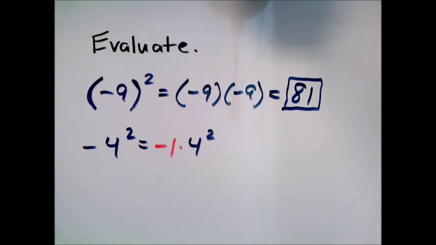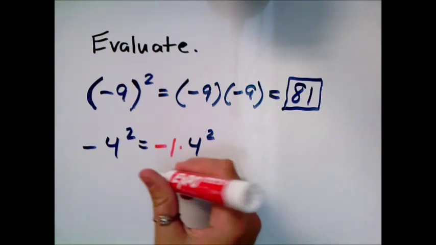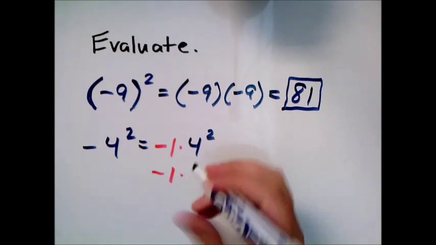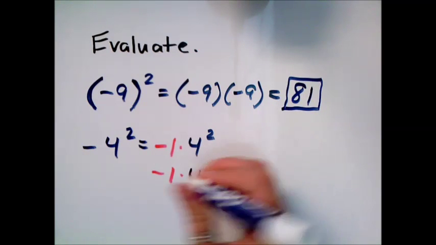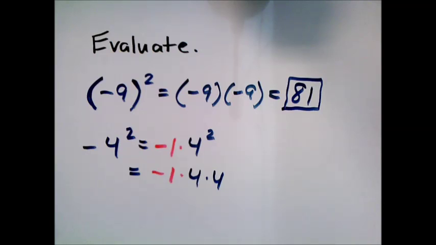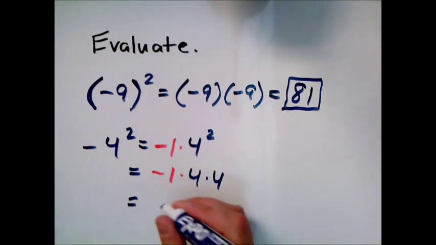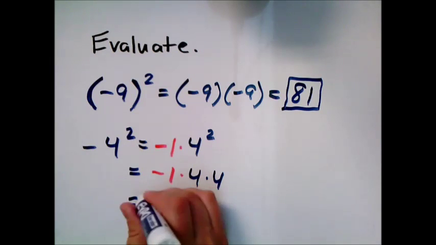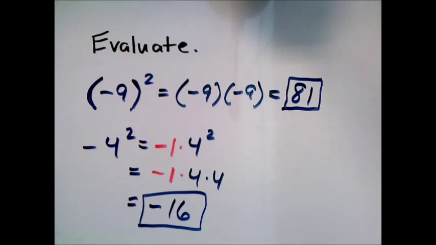So order of operations, if this is really saying -1, and then 4 squared means 4 times 4. So the negative isn't part of the squared at all. So -1 times 4 ends up being -16. So if it's not in parentheses, the negative isn't part of the exponent. The exponent isn't on the negative.